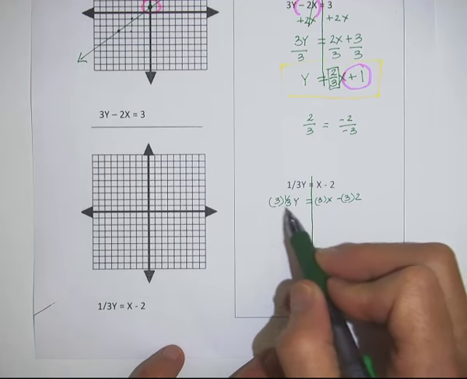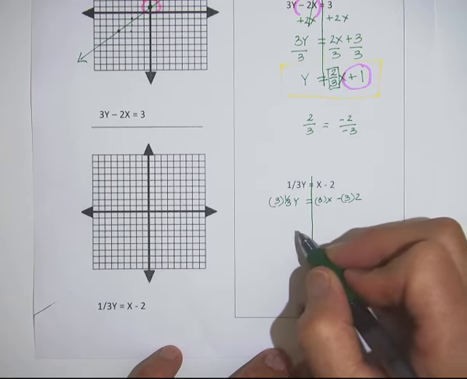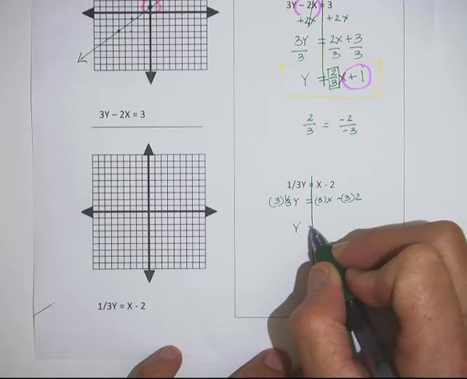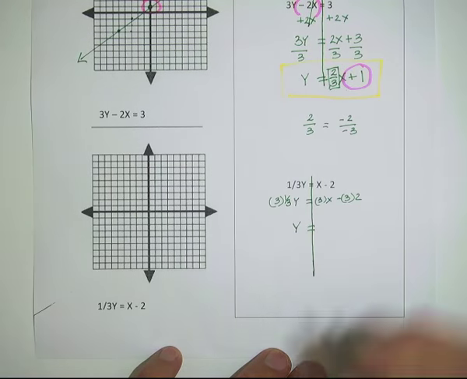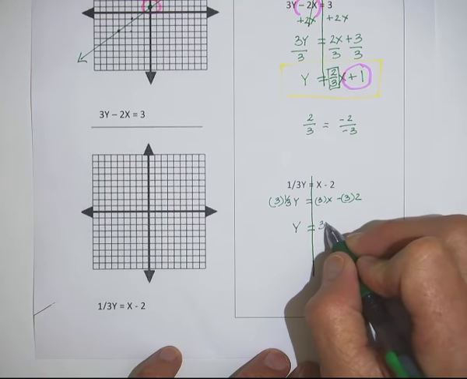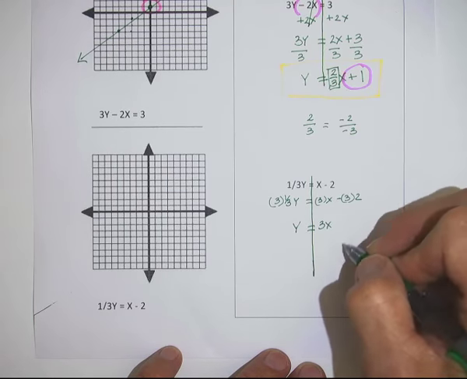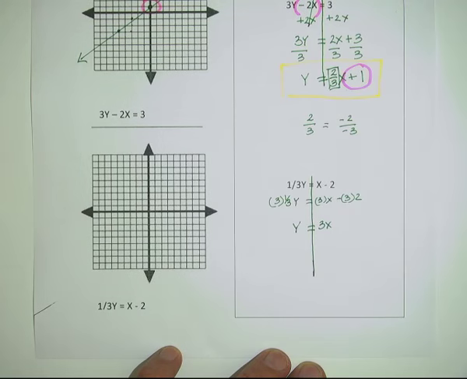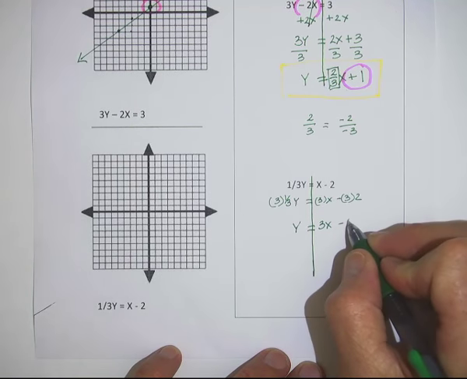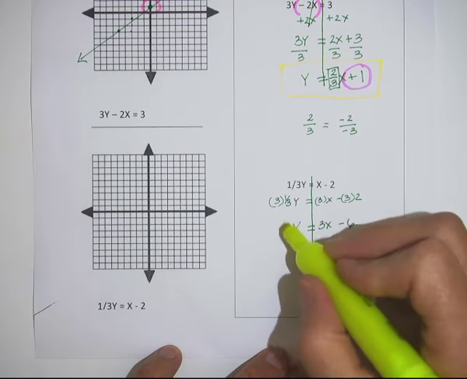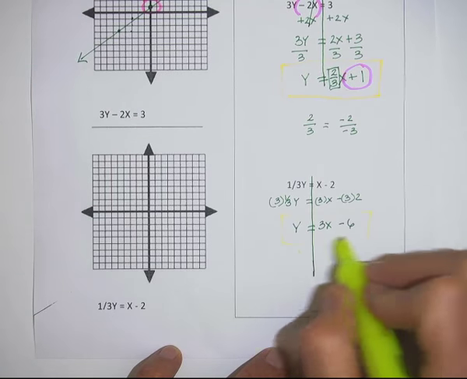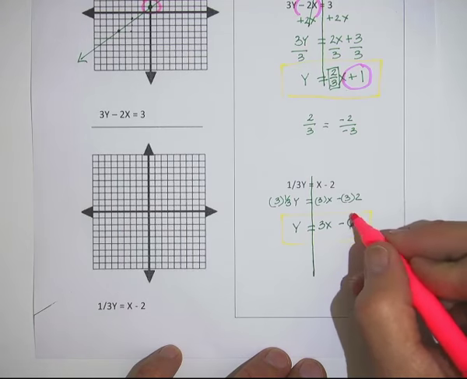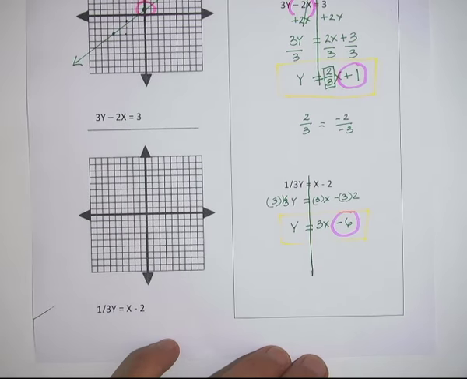So 3 times 1/3 is going to give us 1y. We can drop the 1 and it's y equals 3 times x is going to give us 3x, and 3 times our -2 is going to give us -6. So now we have our equation in slope-intercept form. Here is our y-intercept, -6, and our slope is 3 over 1.